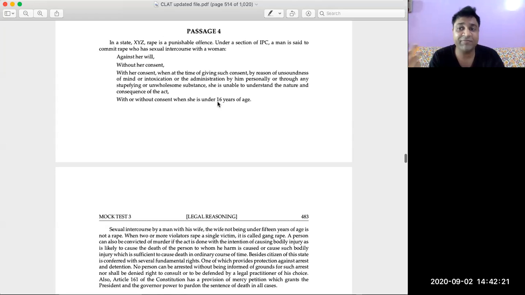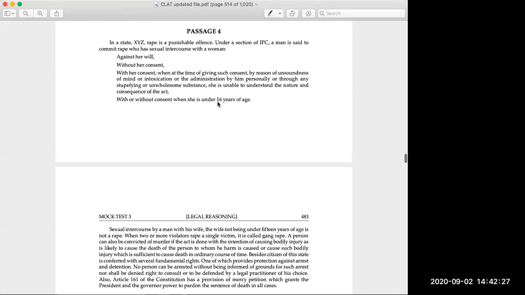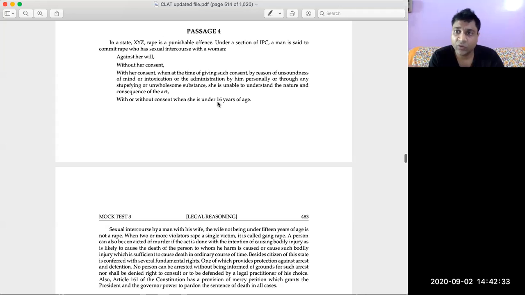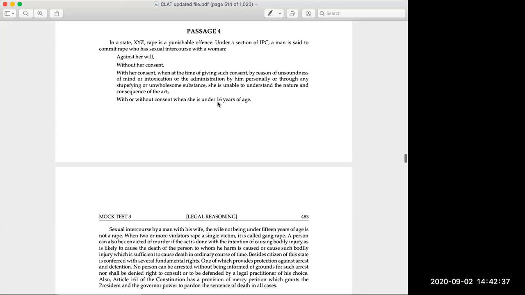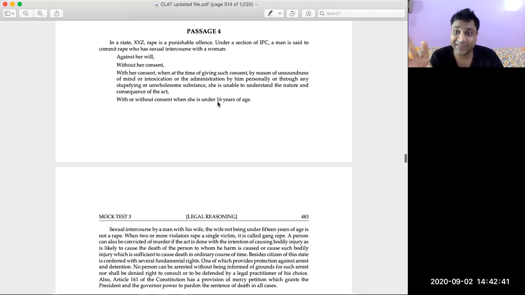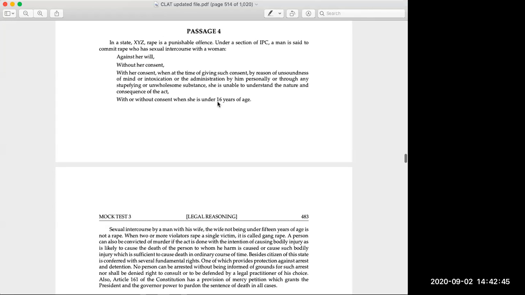Can somebody tell me why it's like this? Because being underage means that you aren't mature enough to decide your consent. Right. So the reason is that when you are under 16 years of age... And what if the man is also a minor? That is an interesting question. I will tell you afterwards. Now, I'll come to that.